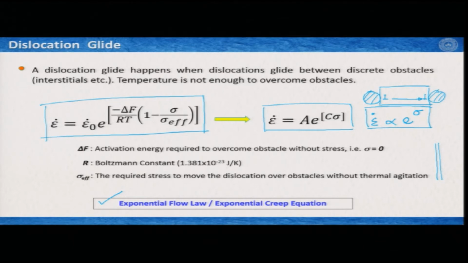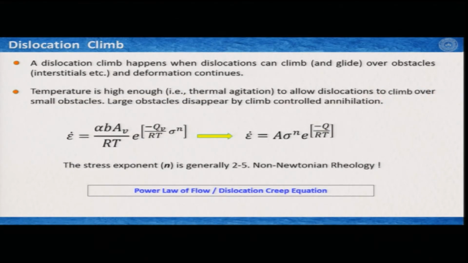In contrast, dislocation climb happens when the dislocations can climb and, at the same time, of course glide over obstacles, and these are interstitials and so on. What I mean by that is, I have one obstacle here, one obstacle here, another obstacle here. So, dislocations can actually climb and move and move, and then again jump and move on. So, it has enough energy to continue the movement of the dislocations.